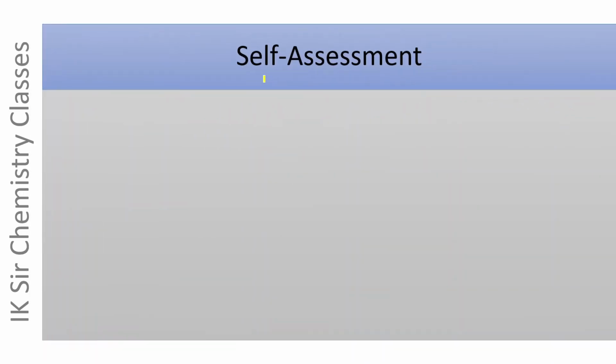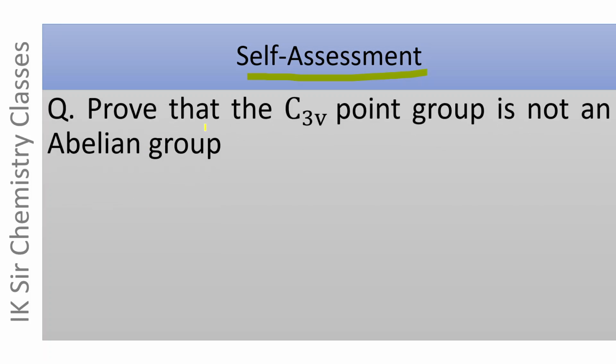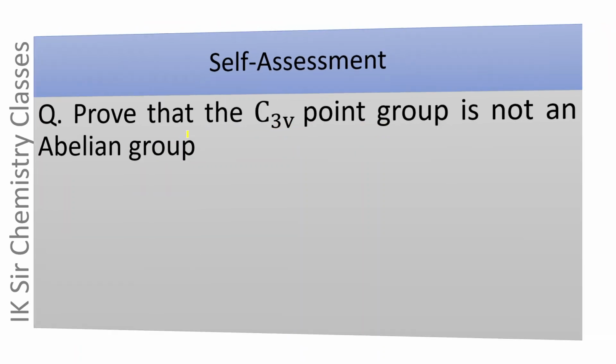Now the time for second self-assessment. Prove that C3v point group is not an abelian group. The mathematical group whose all the elements commute with each other is called an abelian group, and when this condition is not satisfied, the group is not an abelian group, that is non-abelian group.